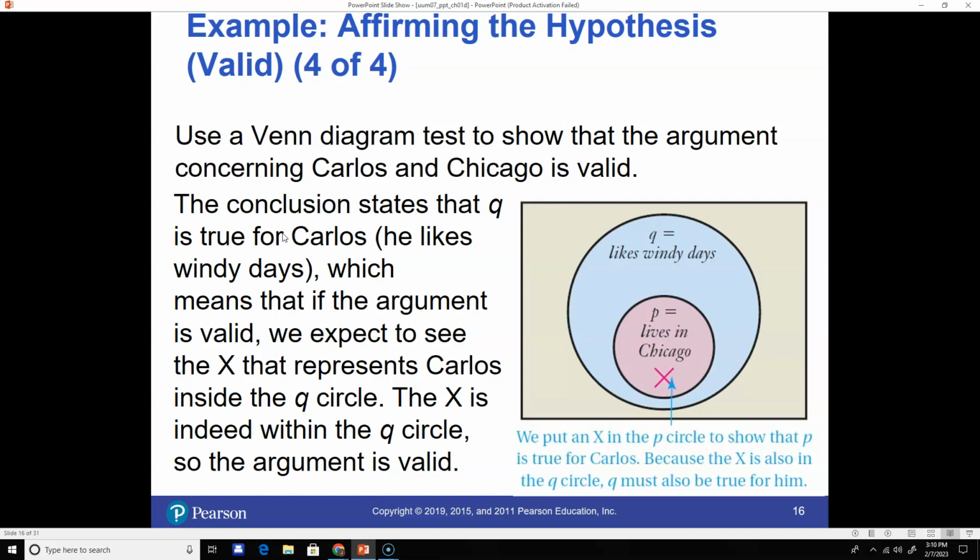The conclusion states it's true for Carlos. He likes windy days, which he certainly does because he's inside that bubble, the blue bubble. So the X indeed is in the Q circle, so it's valid. So, yep, nothing too crazy there. Again, I typically don't always think about these things in terms of Venn diagrams. Usually I think of Venn diagrams as interactions between sets, but you can also do it with propositions or premises and conclusions here.